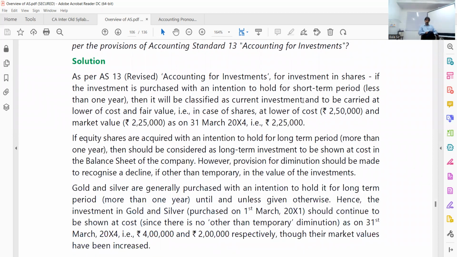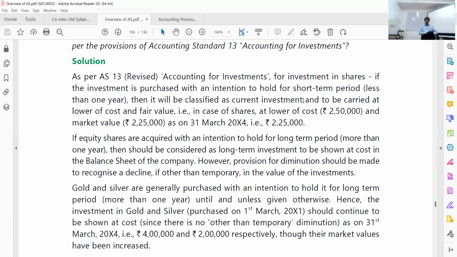Next. If equity shares are acquired with an intention to hold for a long-term period, more than 12 months, then they should be considered as long-term investment, to be shown at cost in the balance sheet of the company. However, provision for diminution, nothing but provision for decline, should be made to recognize a decline if it is other than temporary in the value of the investment. Exactly. If that 25,000 fall is other than temporary, then record that 25,000.